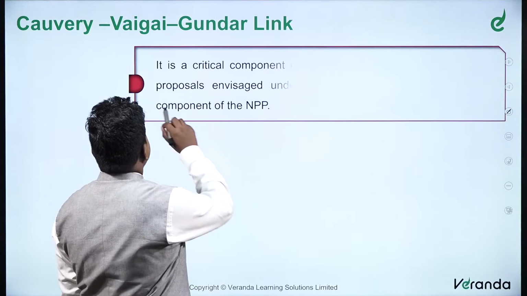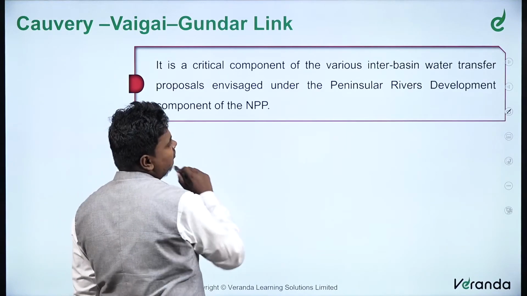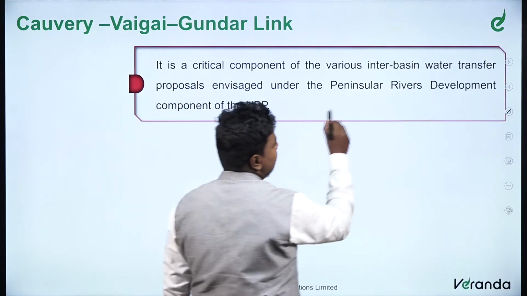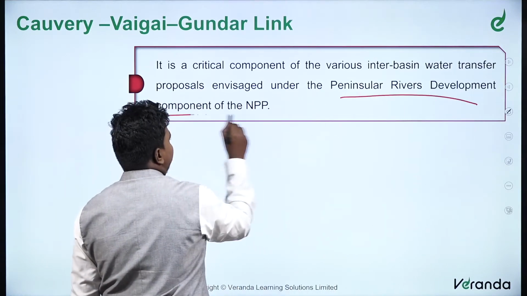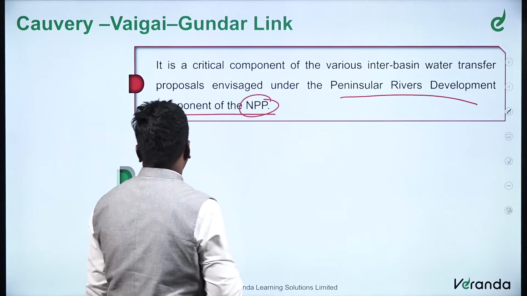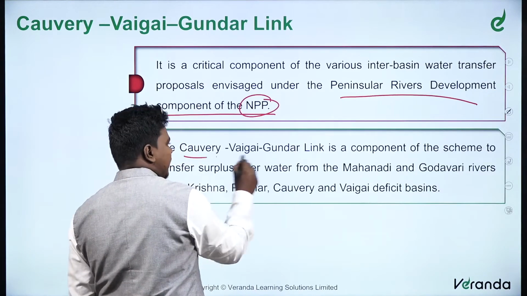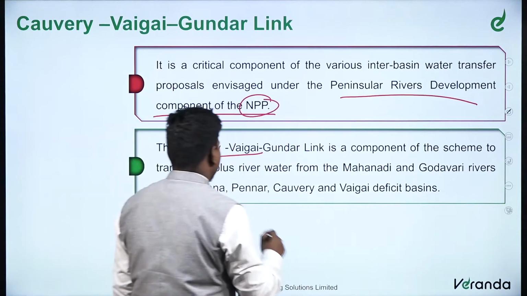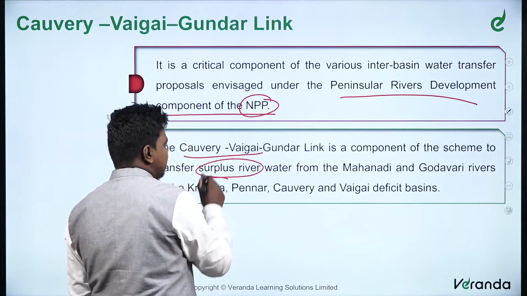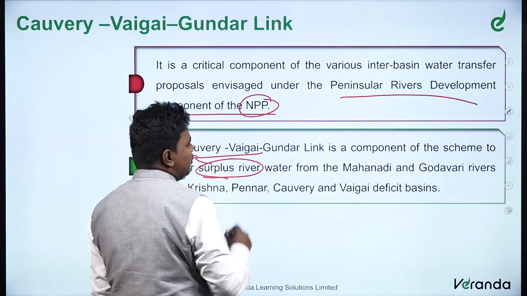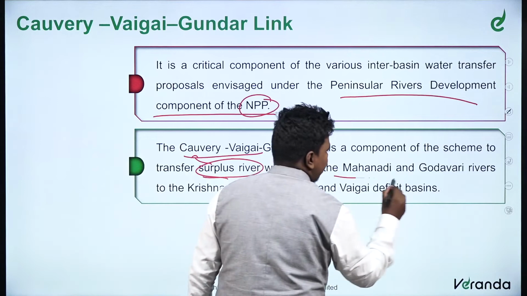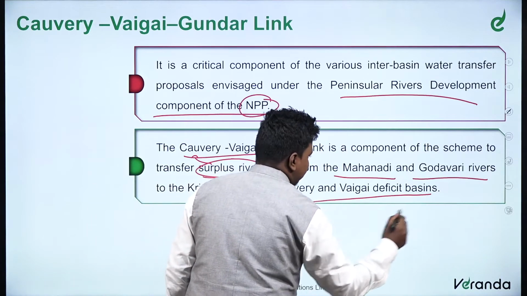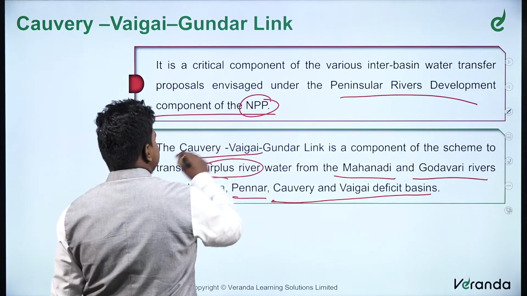Further, let's see about this link. It is a critical component of various interbasin water transfer proposals envisaged under the Peninsular Rivers Development component of the NPP. Also, the Cauvery Vaigai River Link, Gundar Link, is a component of the scheme to transfer surplus water from the Mahanadi and Godavari rivers to the Krishna, Pennar, Cauvery and Vaigai deficit basins. So, this is a greater component.